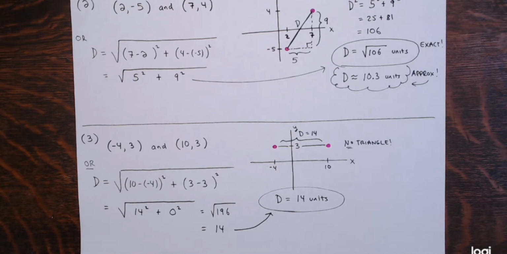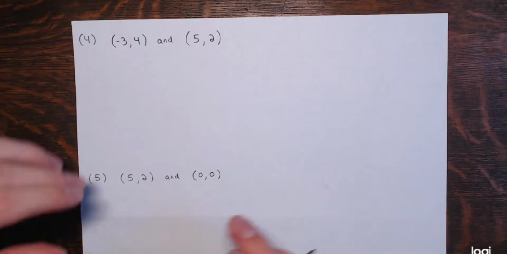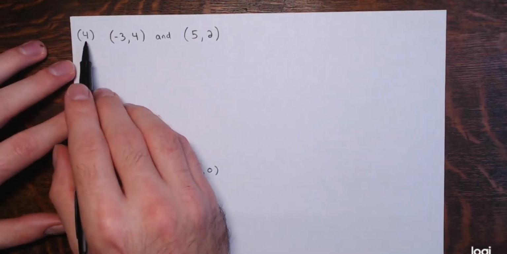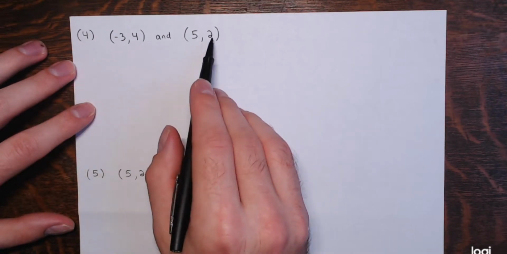Wonderful. Alright, so for the last page here, I'm just going to use the formula. Again, you can draw pictures if you wish. But now that I have the formula down, I'm just going to jump right into it. So we have: what's the distance between the points (-3, 4) and (5, 2)?